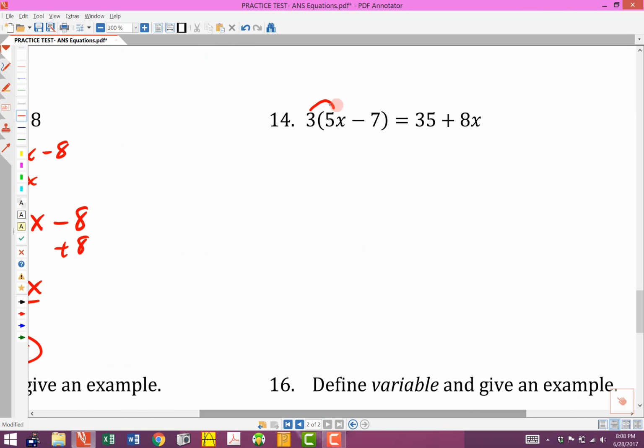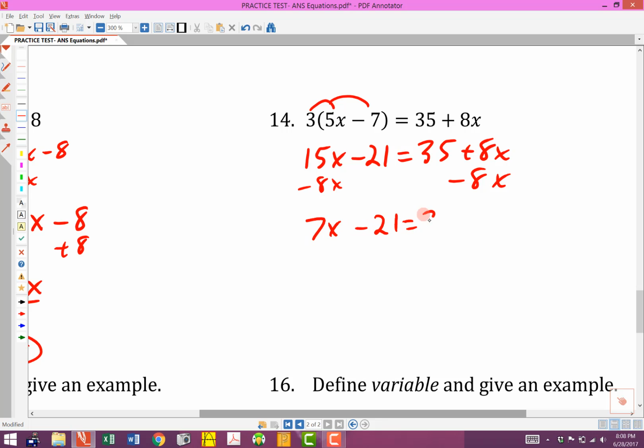Last one, distribute through. 15x. Multiplying here, we get negative 21. 35 plus 8x. Let's see. I'm going to move the smallest one.